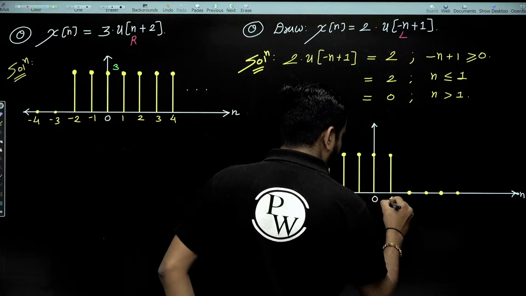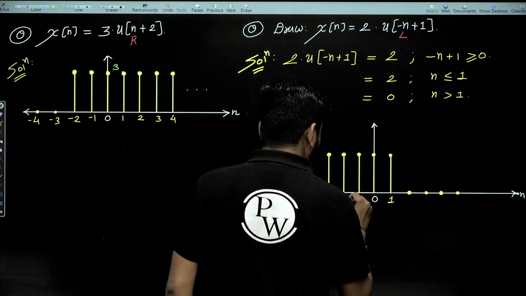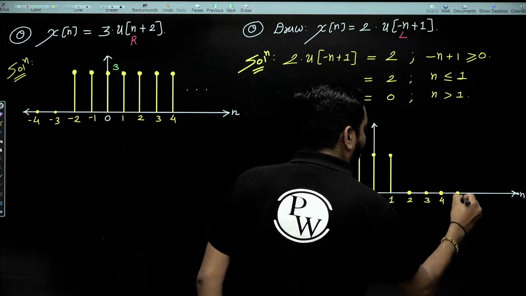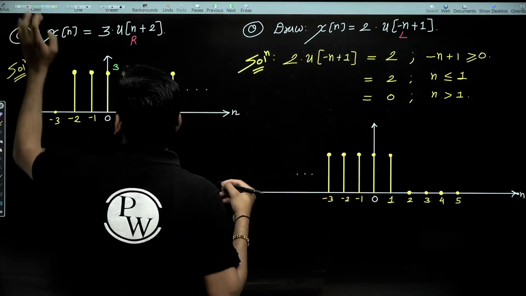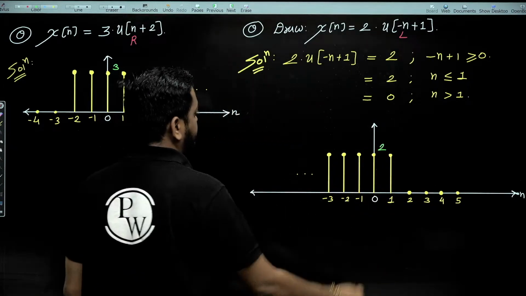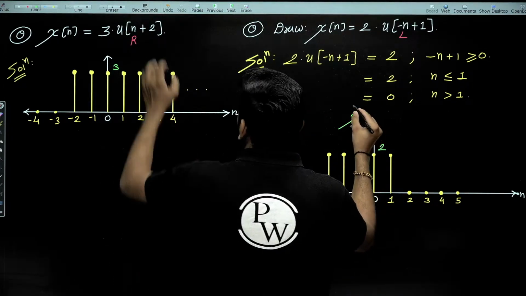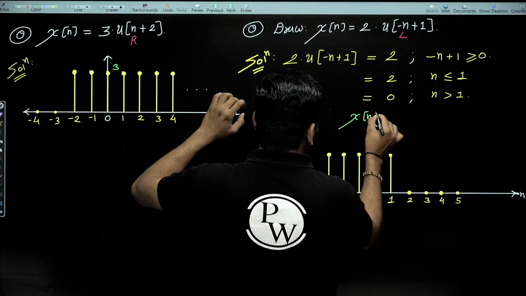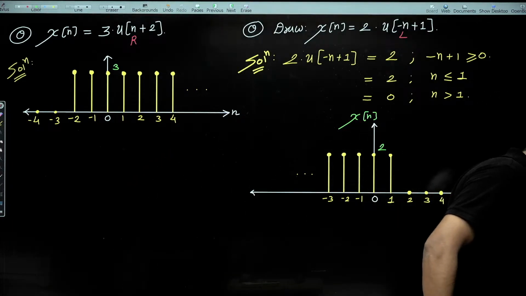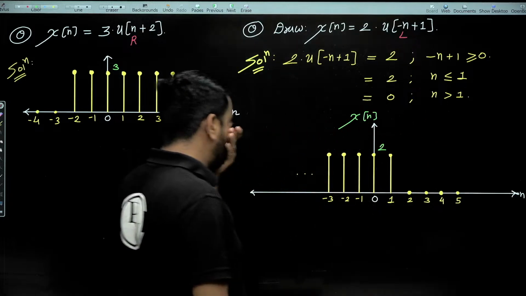This is 1, -1, -2, -3, 5. Amplitude. What is amplitude, guys? Amplitude is 2 x of n. Done. Okay. Any doubt? Any doubt?